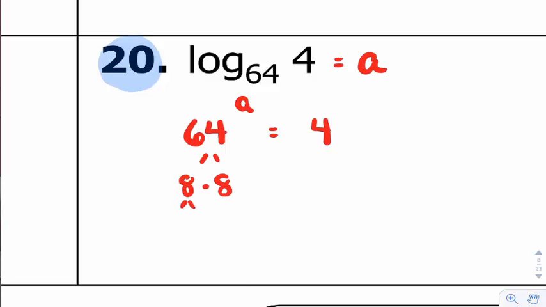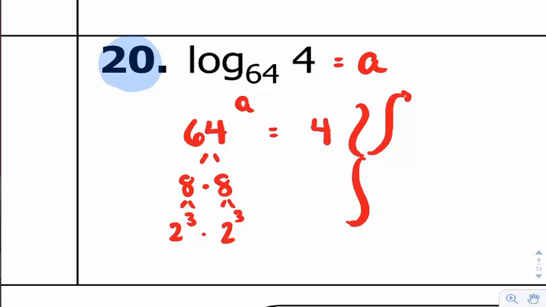And then number 20. First off, you want to set this up. It's 64, that's your base, to the A power equals 4. Input and output switch places. As you're solving this, you have to ask yourself, what base do they have in common? If you don't know what it is, just start breaking this down. So 64 is going to be 8 times 8, and 8 is going to be 2 cubed. So if I rewrite this, it's going to be 2 to the 6th, raised to the A power.